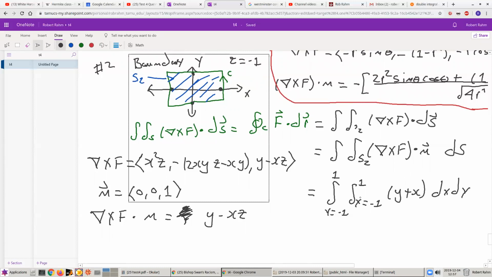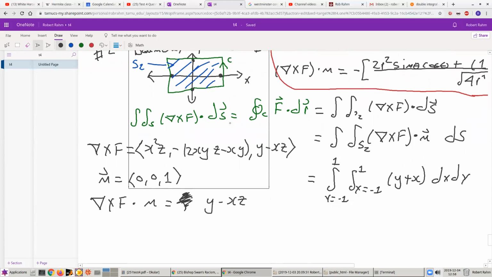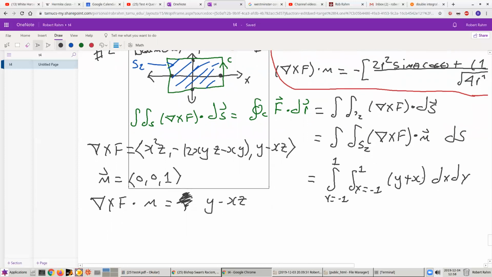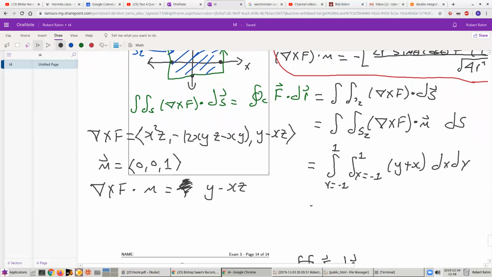Whenever the region is in a z equals constant plane, this surface integral is just like a normal double integral, where you just look at what the region is here. y goes from -1 to 1, x goes from -1 to 1. Okay. And then if you do this integral, you get that this is equal to 0.